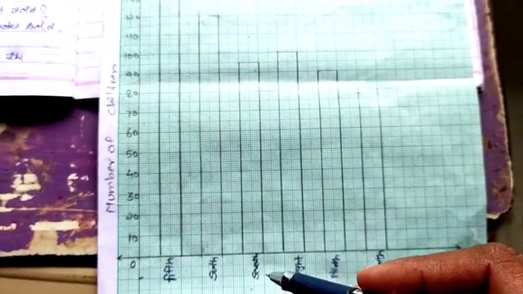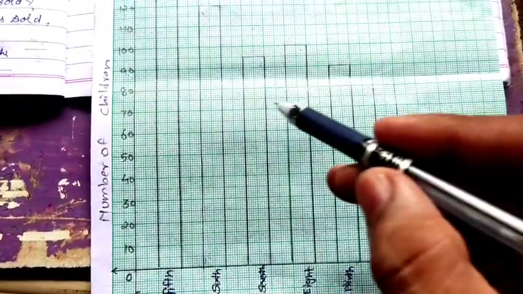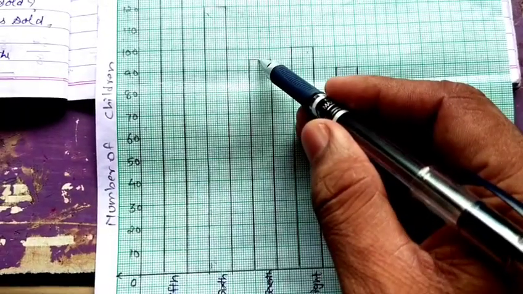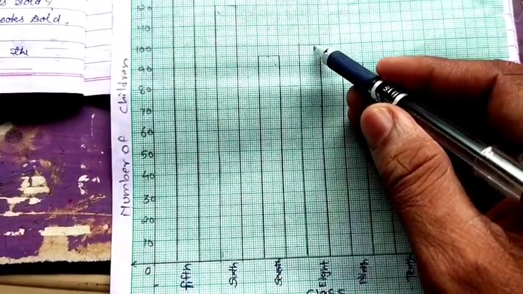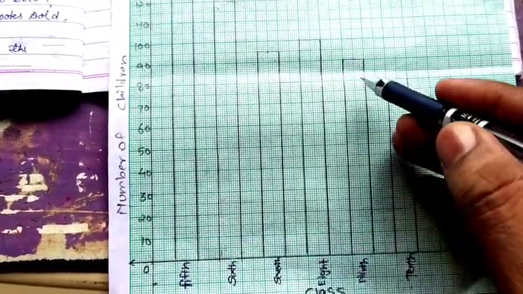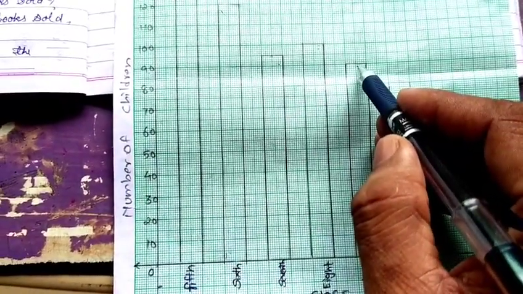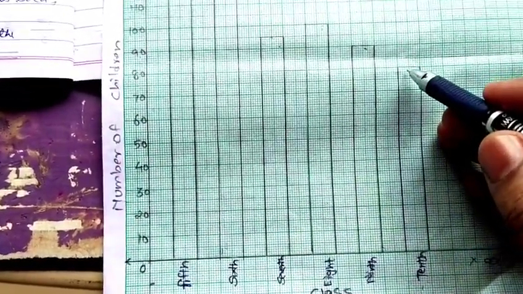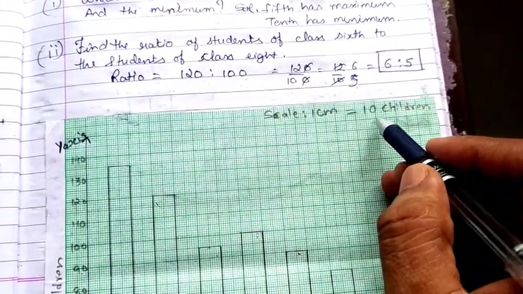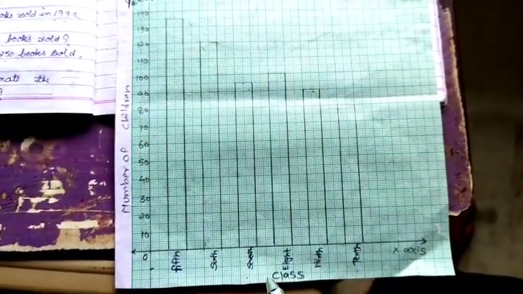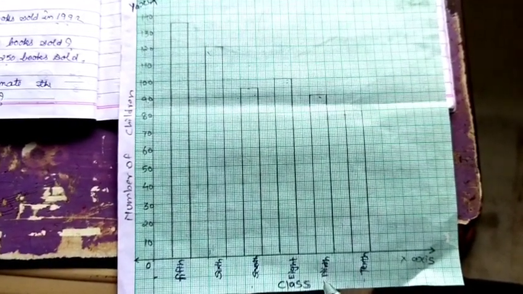Then standard 7, 95. 95 is between 90 and 100, so till here you have to draw the bar. Then in standard 8, there are 100 children, so till here you have to draw. Then standard 9, 90 children means you get the exact value of 90. Then standard 10, 80 children. You also have to mention the scale here, that is 1 centimeter, one box, equals 10 children. It is compulsory to draw this figure and write this data with a pencil, not with a pen.